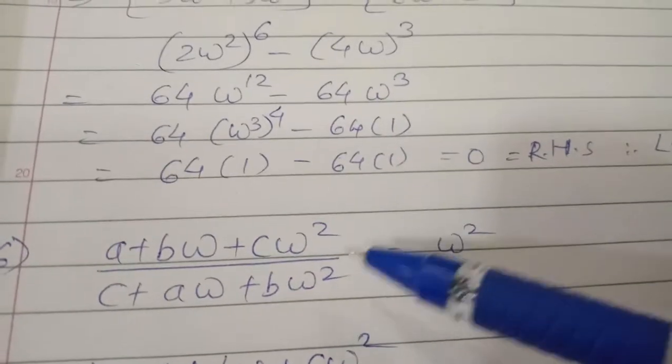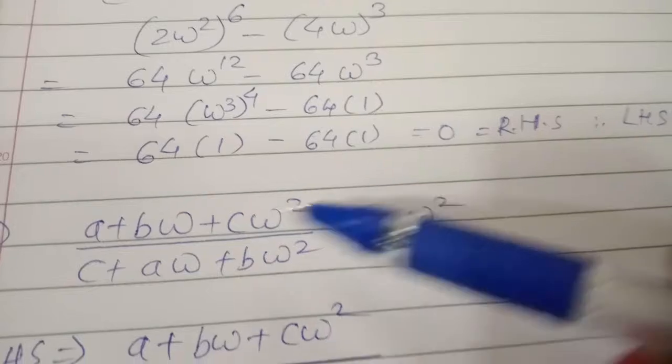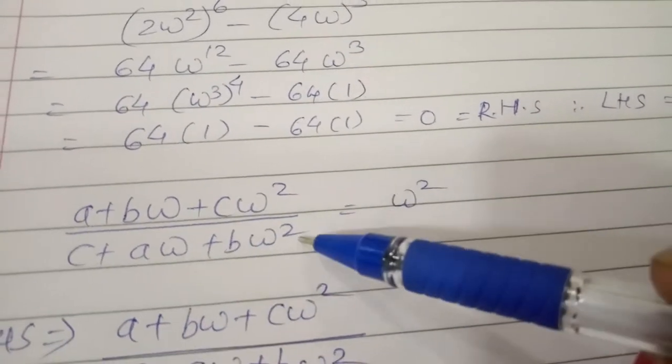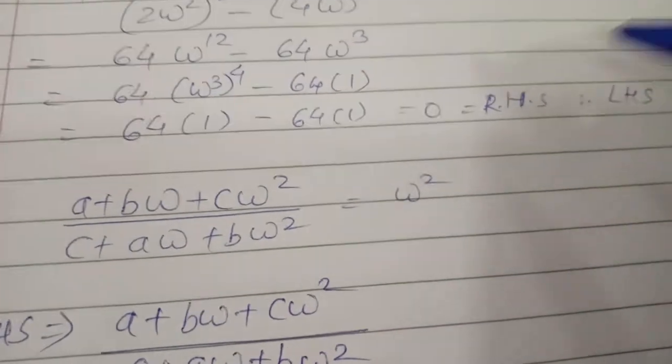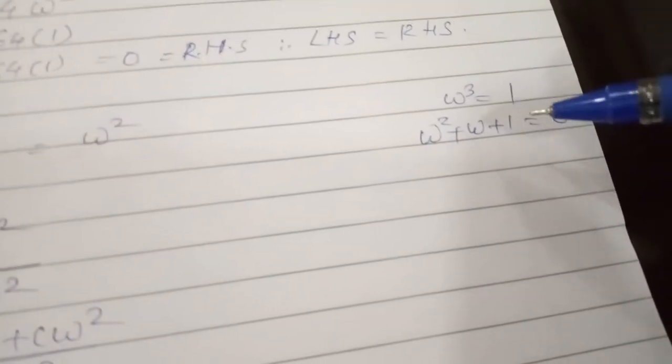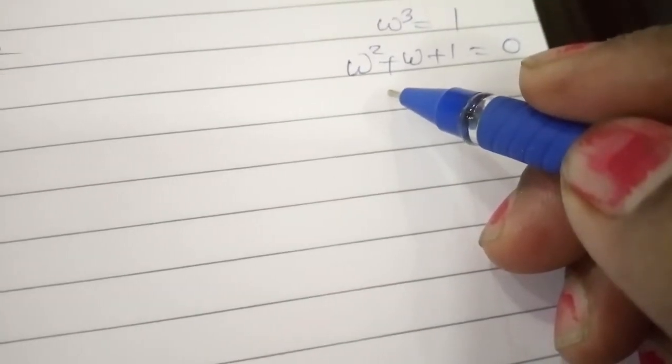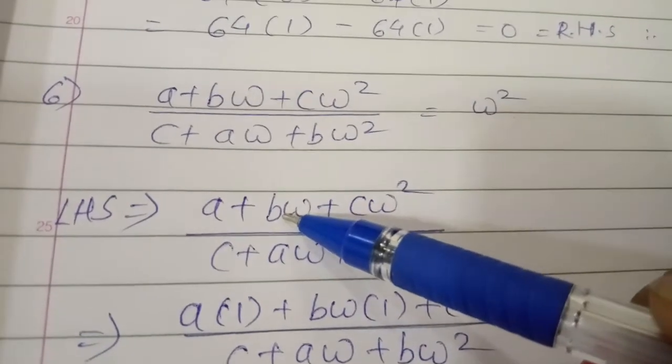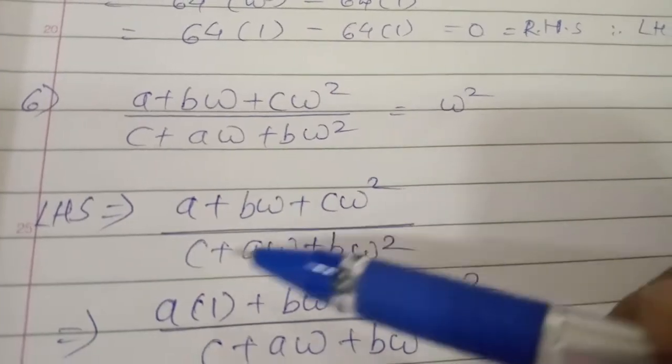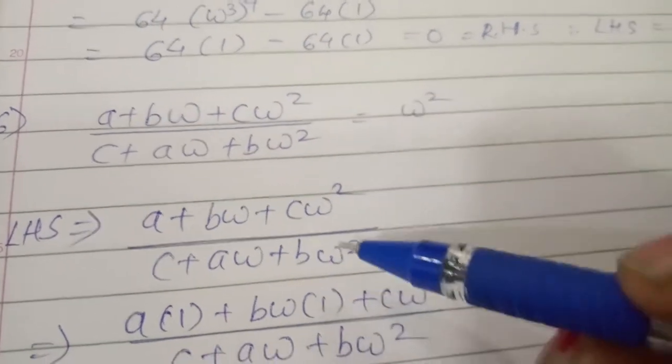Now see the next example. Example number 6 is quite different. (a plus b omega plus c omega square) upon (c plus a omega plus b omega square) is equal to omega square. The formulas are the same, that is omega cube is 1, and omega square plus omega plus 1 is equal to 0. Now see, we're going to start with the LHS. So a plus b omega plus c omega square, c plus a omega plus b omega square.